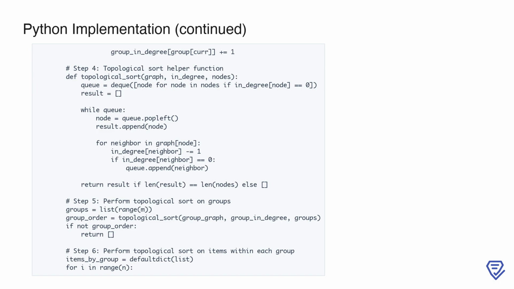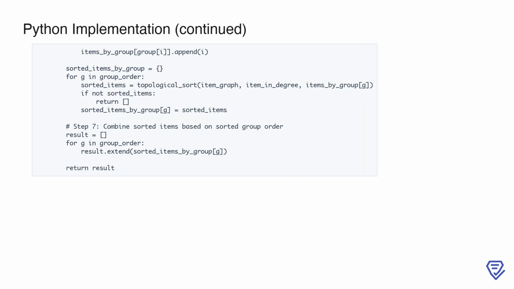Now, we use this helper function to perform a topological sort on the groups. We create a list of all group IDs and sort them based on their dependencies using the group_graph and group_in_degree arrays. If the sort fails, meaning the group dependencies form a cycle, we return an empty list since it's impossible to resolve the order. If successful, we move on to sorting items within each group. To do this, we first organize items by their group using the items_by_group dictionary, where each group ID maps to a list of its items.